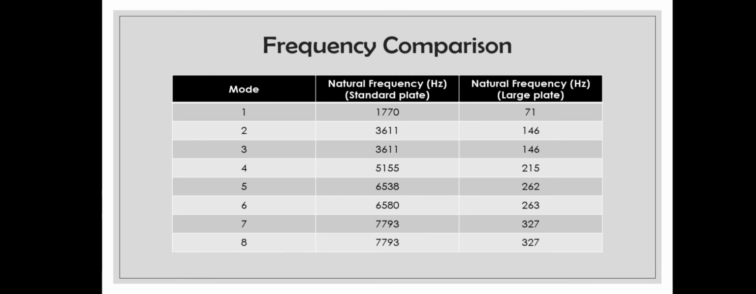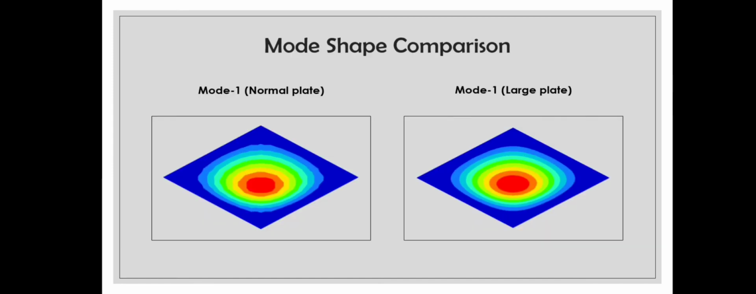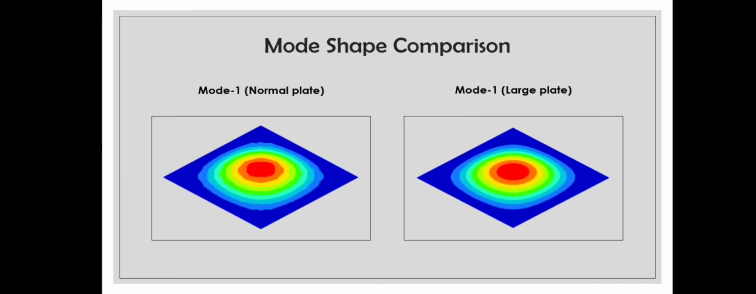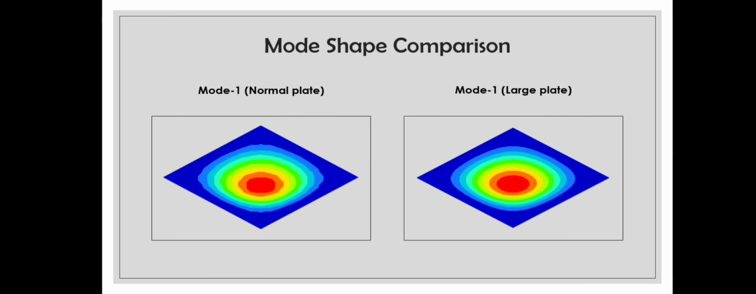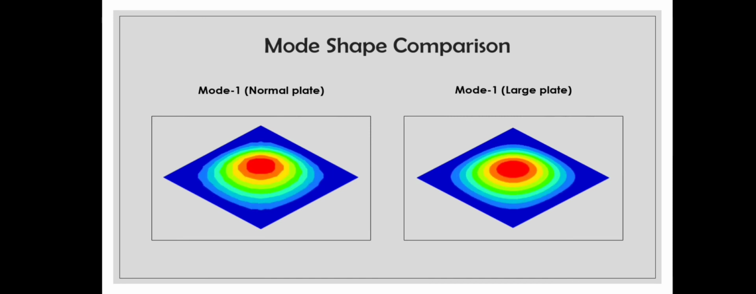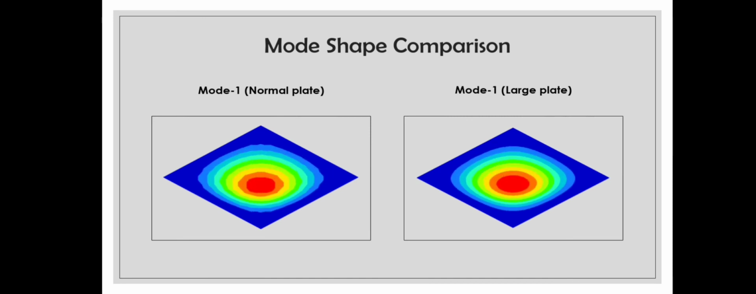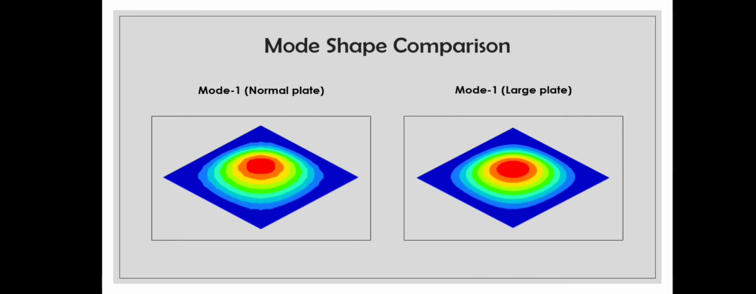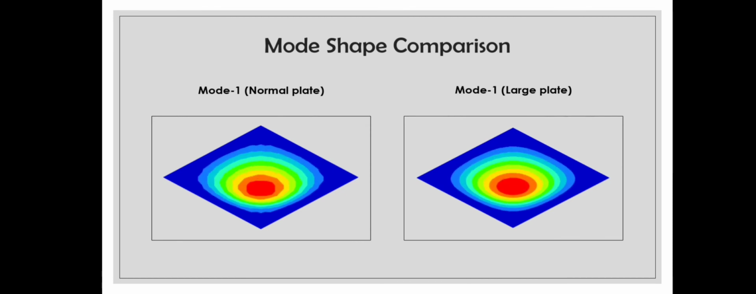Now let's compare the mode shapes and see if they're the same or different. So this is the first mode shape. On the left, you see a normal plate, which is 100 by 100 by 2. And on the right, you see a large plate, which is 500 by 500 by 2. So the first mode shape looks the same.